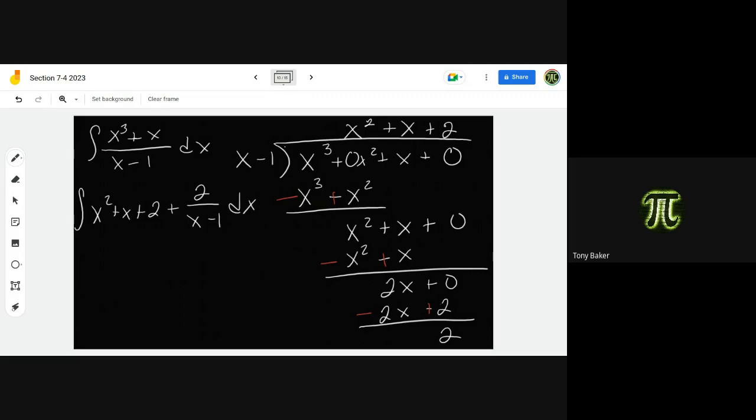So this one kind of worked out to be nice on purpose. So what's the integral of x squared? Right. So 1/3 x to the third.